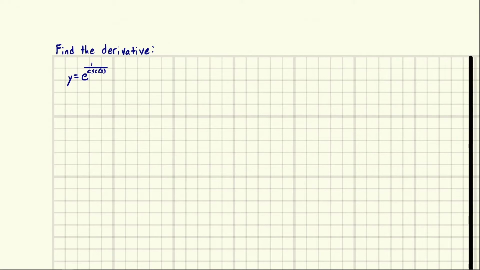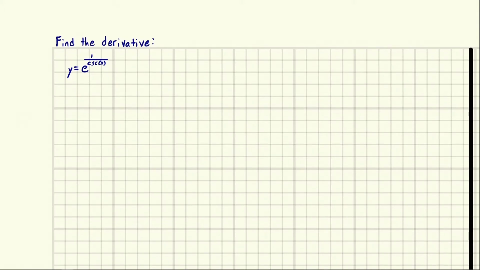Eric Burgess here, and we've been asked to find the derivative of y equals e to the 1 over cosecant x. So dealing with the e is easy, right? It's just its own derivative. It's the 1 over cosecant x that'll be a bit of a challenge.